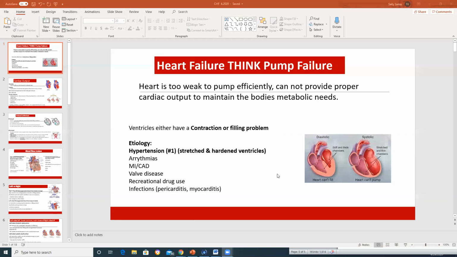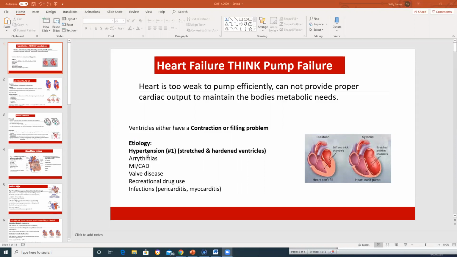So we need a good cardiac output in order to perfuse all of our organs so that we don't get organ damage and ischemia. So our ventricles either have a contraction or a filling problem. Either they cannot contract very well, the ventricles are weak, or they cannot fill properly. Maybe there's something wrong with the ventricle itself. Here it's hypertrophied, causing a very small amount of blood.